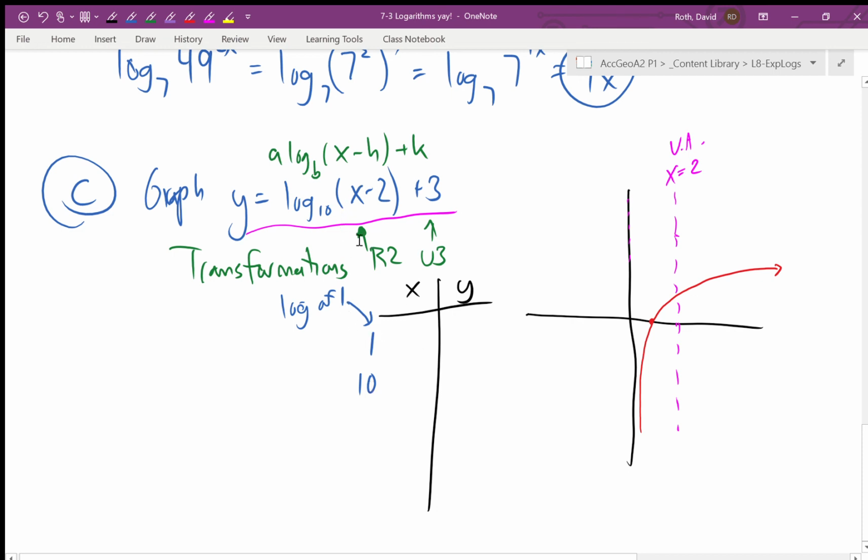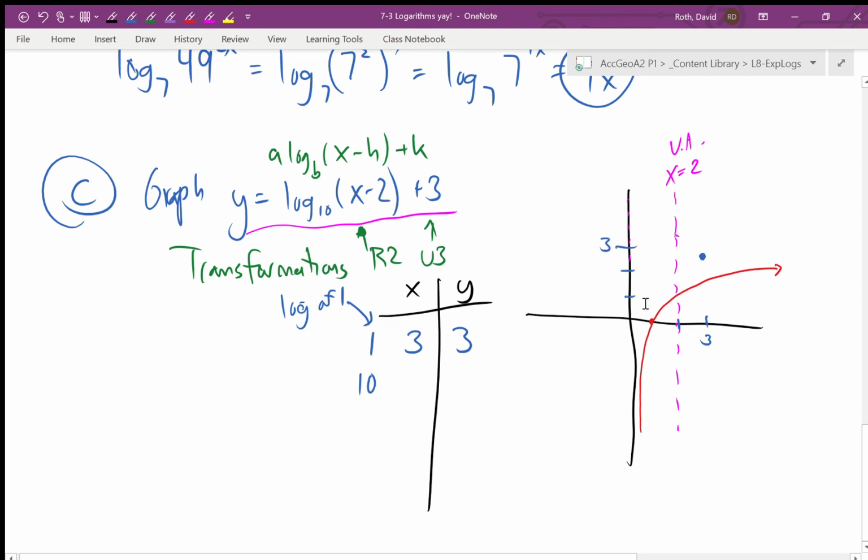Now, what does x have to be to get me a 1 inside of here? Well, make it a 3. Let's be smart with our points. If x was 3, 3 minus 2 will give me 1. Log base 10 of 1 is 0. 0 plus 3 is 3. So my graph should go through the point 3, 3. 3 would be like up here. Call that 3, call that 3.